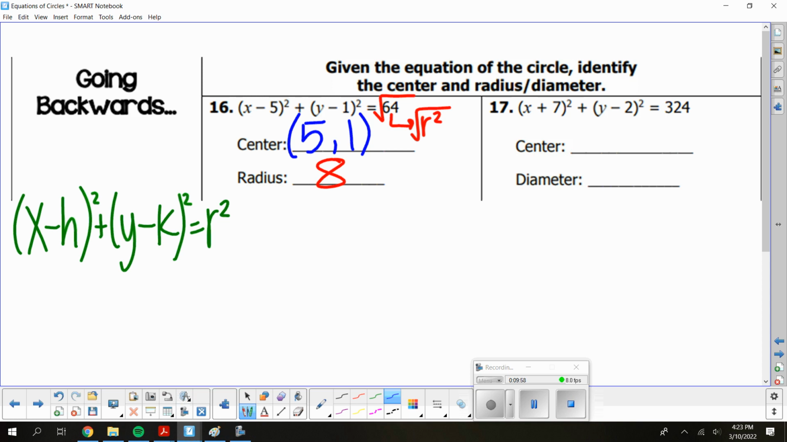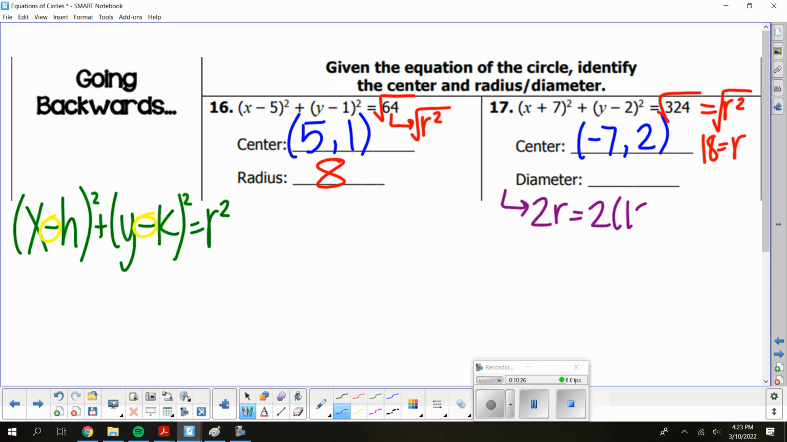So again, on 17, if I'm looking at that, that 7 is actually a negative 7, and that negative 2 is actually a positive 2, because in that formula, since it's a minus sign, it's the opposite of what's there. This is equal to r squared. So square rooting it, my radius is 18, but that's not what they asked for. They asked for my diameter, which is 2 times my radius, which is 2 times 18, so 36.